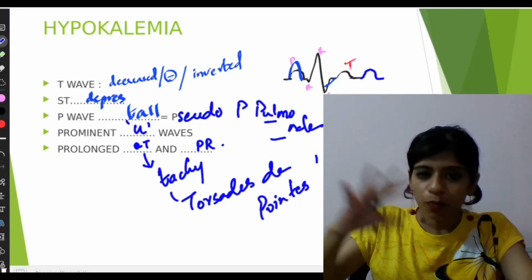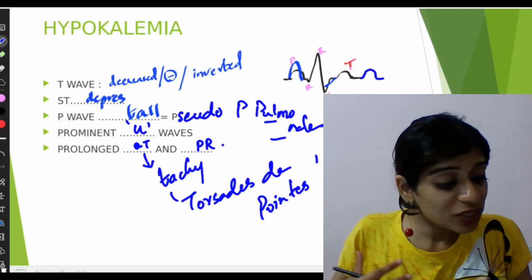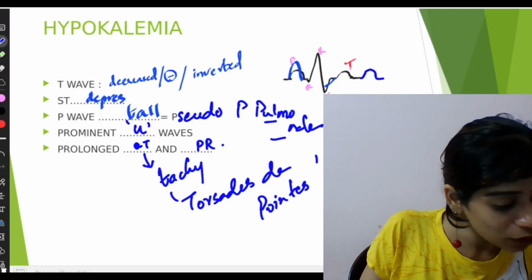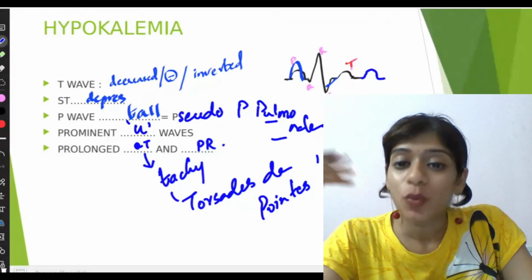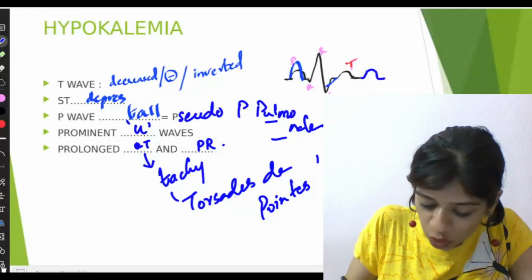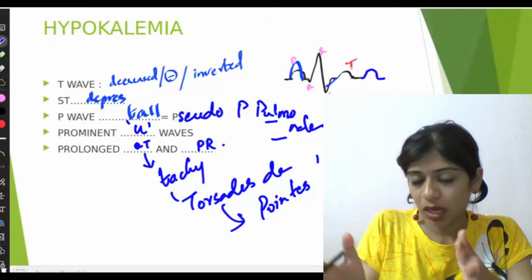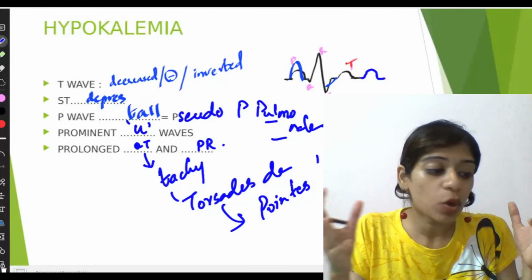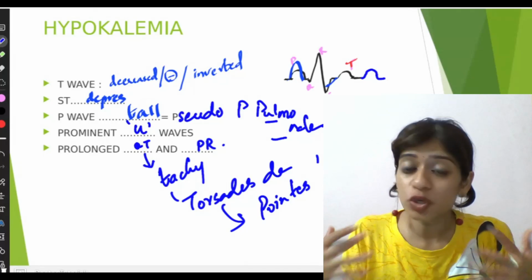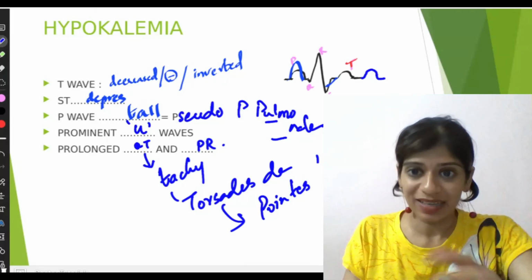So basically what is it? Oh, my charge is going so low now. It is a polymorphic ventricular tachycardia. If you ask me what is torsades de pointes, that's what I said. It is a polymorphic ventricular tachycardia which can eventually lead to sudden cardiac arrest or syncope.